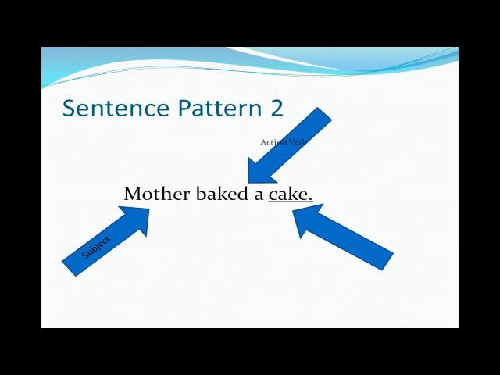Baked is the action verb because it is the action occurring. And cake is the thing that is receiving the action performed by mother. That noun we also call a direct object. You're not going to have to know that term. You just have to know that it is a noun that follows the action verb in sentence pattern 2.